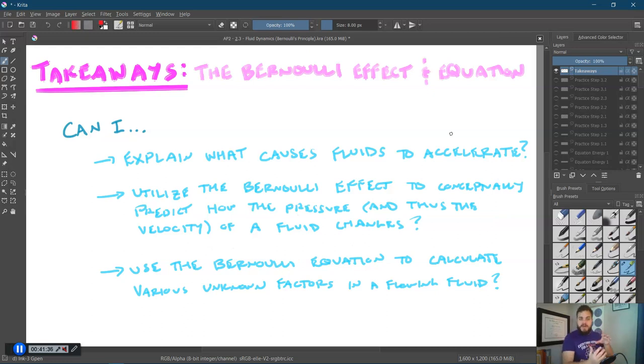Wider cross-sectional area, high pressure, lower velocity. Narrower cross-sectional area, low pressure, higher velocity. However, this can be complicated if we start moving things upward and downward, because then we have to start thinking about the pressure differences from these depths. And that's when we need to also be utilizing the Bernoulli equation to calculate the various factors in some flowing fluid. So whether it's its absolute pressure at multiple points, how fast it's flowing, how high it is, etc. That equation alone encompasses almost everything we've done here today.